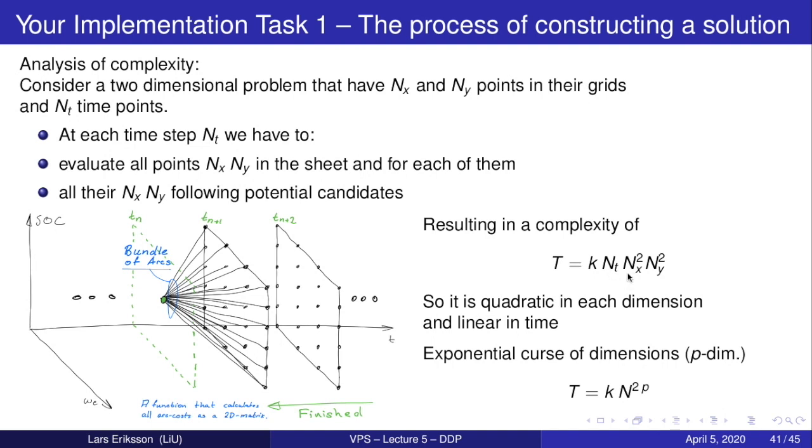And if we increase the dimension, so we say that each dimension has N points, and then we just increase the dimensions, we get this nasty exponential curse of dimensionality. So dynamic programming is not well suited for problems of high dimensions, but very nice if we have low dimension and also long horizons.